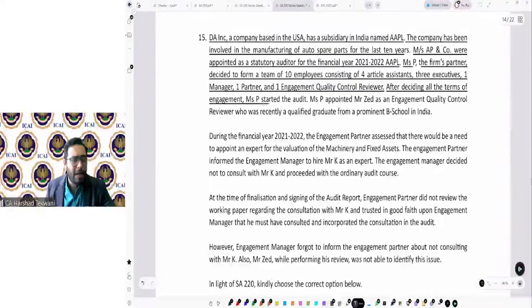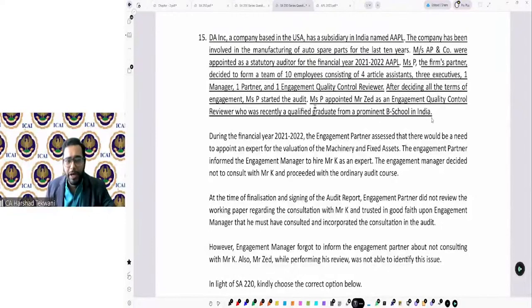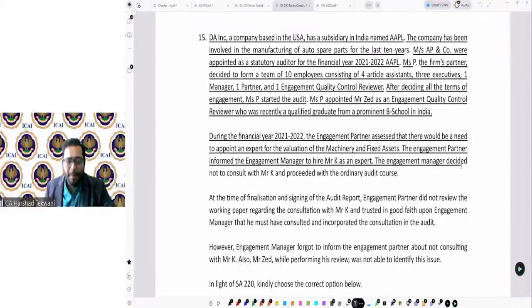After deciding all the terms of engagement, Ms. P started the audit. Ms. P appointed Mr. Z as an engagement quality control reviewer, who was recently a qualified graduate from the prominent B school in India. During the financial year 21-22, the engagement partner assessed that there would be a need to appoint an expert for evaluation of the machinery and fixed asset. The engagement partner informed the engagement manager to hire Mr. K as an expert. The engagement manager decided not to consult with Mr. K and proceed with the ordinary audit course.